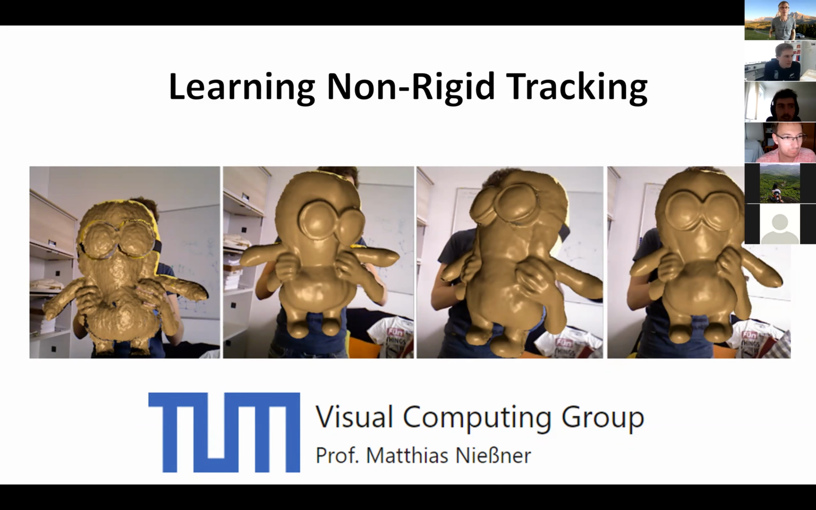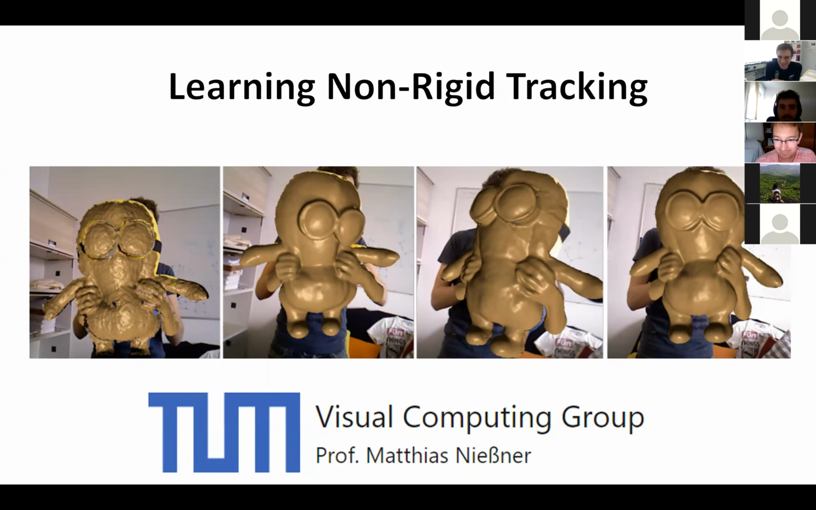Okay. So it is my great pleasure to welcome Professor Matthias Niessner today. Matthias is a professor at the Technical University of Munich, where he leads the Visual Computing Lab. Before that, he was a visiting assistant professor at Stanford University. His research lies at the intersection of computer vision, graphics, and machine learning, and he's particularly interested in cutting-edge techniques for 3D reconstruction, semantic 3D scene understanding, video editing, and AI-driven video synthesis. Today he'll talk to us about learning non-rigid tracking, and I'll not take more of his time and let him take over and lead the discussion.